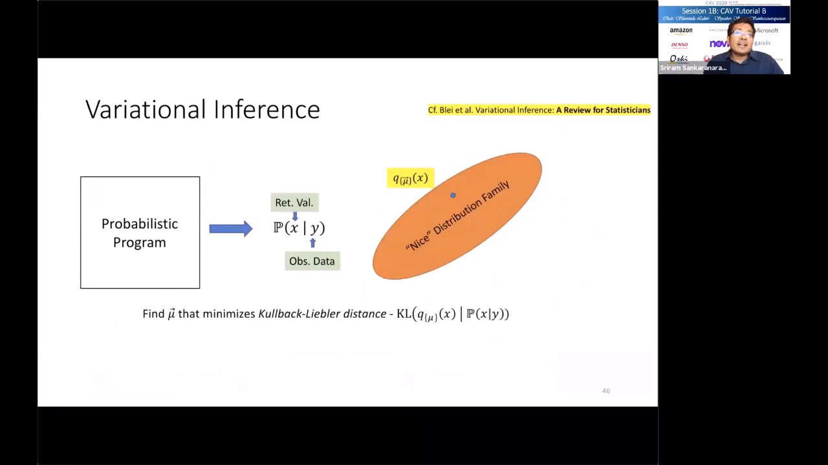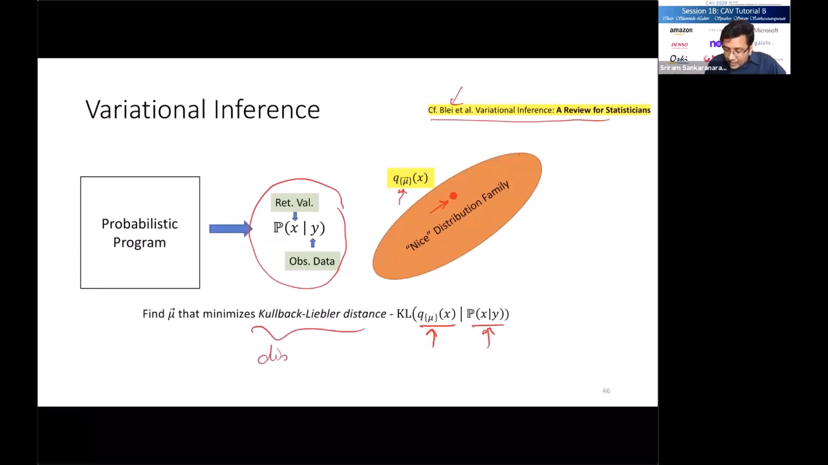Another class of inference algorithms to briefly mention is called variational inference. There is a huge review by Blei et al. called Variational Inference: A Review for Statisticians that I found to be interestingly very readable. Here the idea is your posterior is a very complicated unknown distribution. What you want to do is approximate this from a nice family, and this family could be a Gaussian or some family with parameter mu, and find a member of this family which minimizes something called a Kullback-Leibler divergence. It's a way of measuring distance between distributions.